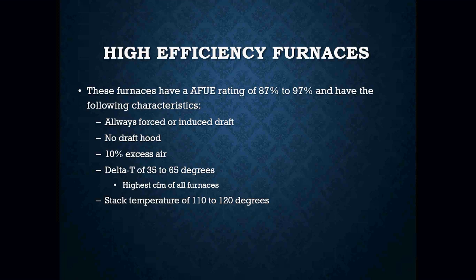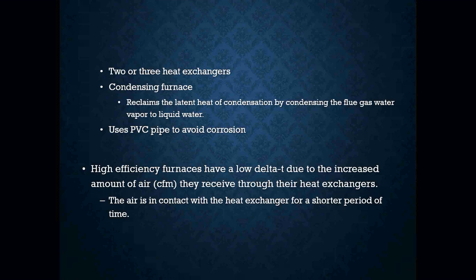Your high-efficiency furnaces, however, will have an AFUE rating of about 87 to 97%. They will always have a forced or induced draft inducer motor on them. They use approximately 10% excess air. They will have a delta T of anywhere between 35 and 65 degrees and have the highest CFM of all furnaces. Your flue stack temperature is going to be anywhere between 110 and 120 degrees. And remember, your high efficiency furnaces will be utilizing PVC for their combustion air intake and their flue exhaust. Usually they will have 2 or even possibly 3 heat exchangers in them.